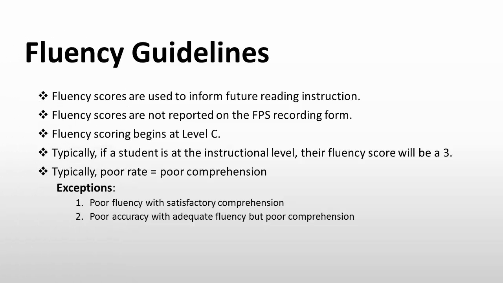Consider these fluency guidelines. Fluency scores are used to inform future reading instruction. Fluency scores are not reported on the Fargo Public Schools recording form. Fluency scoring begins at level C. Typically, if a student is at an instructional level, their fluency score will be a 3.